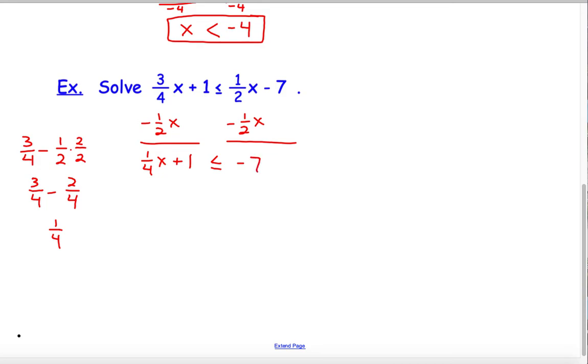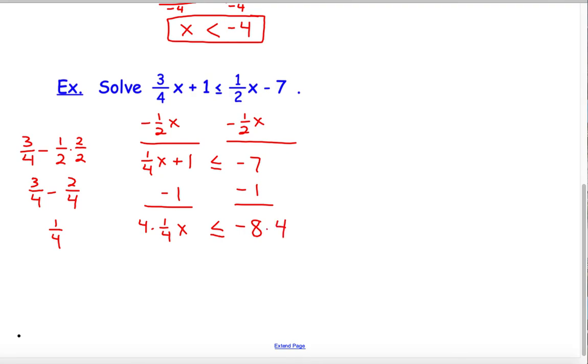Okay, let's get x by itself. First, let's get rid of the plus 1. Let's take away 1 from both sides. That doesn't affect my inequality. And now I have 1/4 x on the left and -8 on the right. Now be careful here. Remember, we're trying to get rid of the 1/4. It's being multiplied by x. So we could divide both sides by 1/4, which is fine if you like to think of it that way. But remember, dividing by 1/4 is the same as multiplying by the reciprocal. So that's the same as multiplying by 4/1.